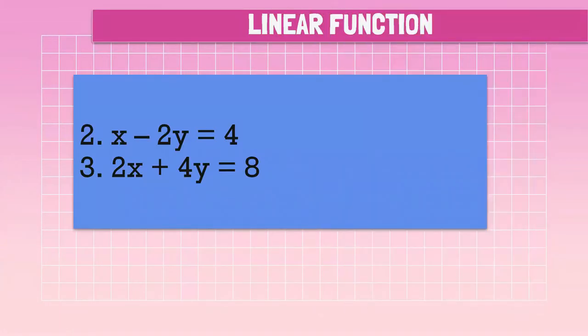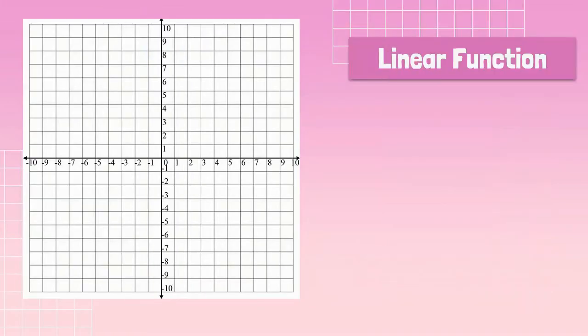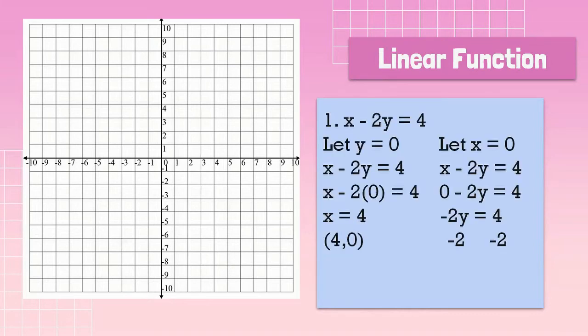And now the second and third problem. So step 1, find the x and y intercept. Let y be 0. x - 2 times 0 = 4. So the answer is x = 4, or (4, 0).